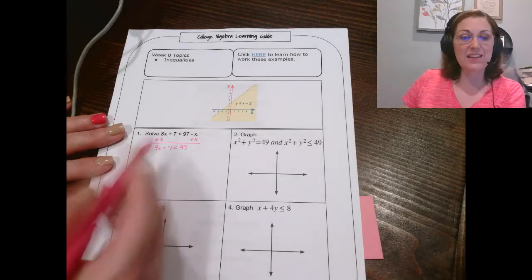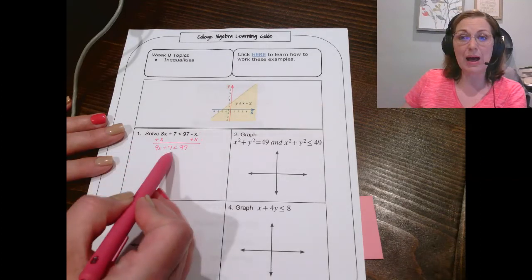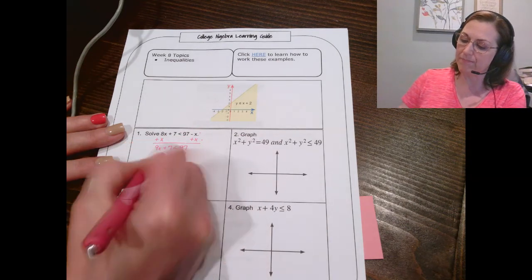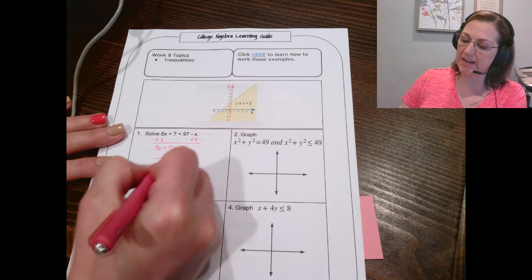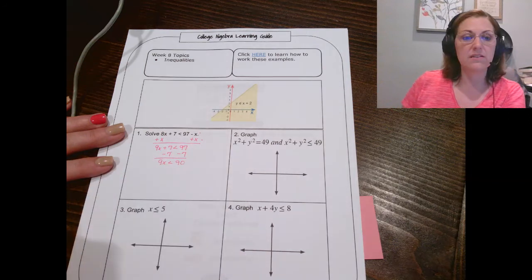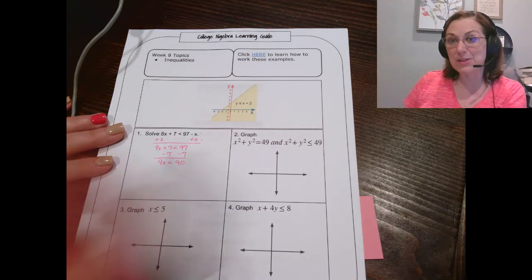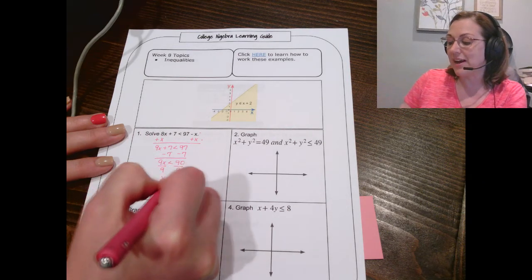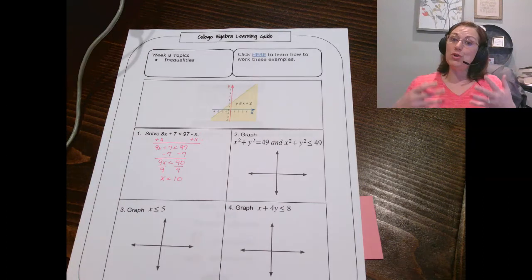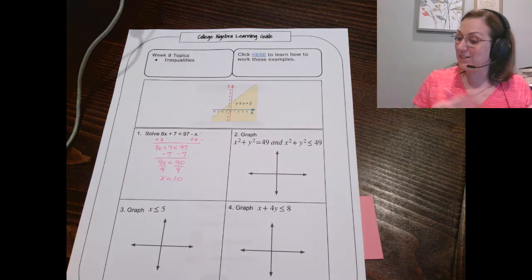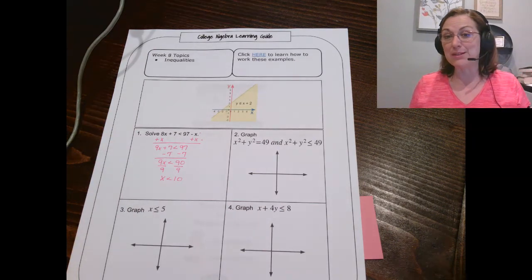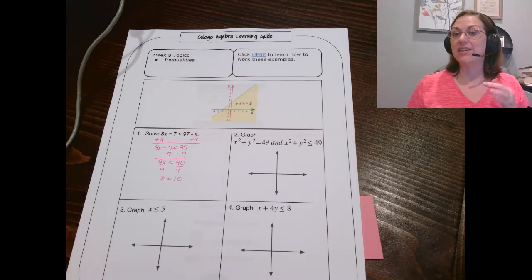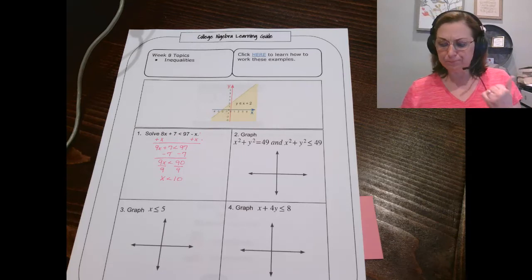Now I've got to get everything away from this x. So I'm going to do the opposite of adding 7. The opposite of adding 7 is to subtract 7. And that leaves me with 9x is less than 90. And then I'm going to do the opposite of multiplying by 9. Now, if you've been with me through the previous weeks of this learning guide through college algebra, you know that we did the same techniques when we were getting ready to solve equations. The only difference is we have that inequality there instead of an equation.